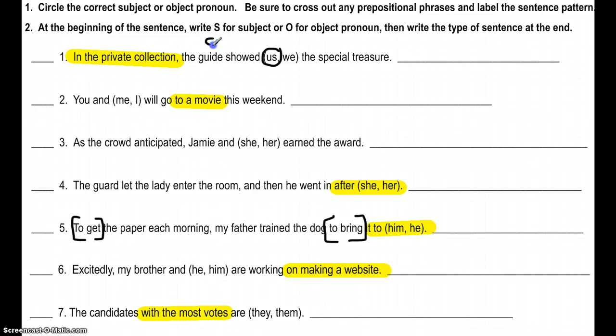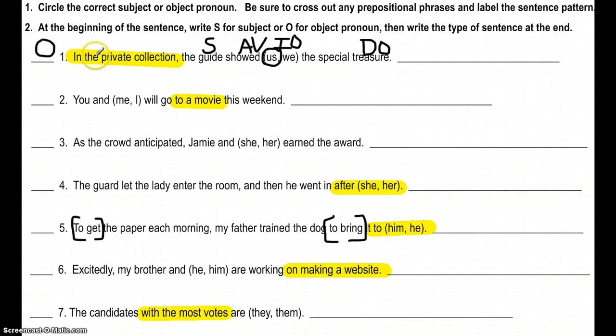So I'd find my subject, "guide." "Showed" is the action verb. I ask myself, showed what? Showed a treasure. Showed the treasure to whom? Showed the treasure to us. So "us" is an object pronoun, and it's doing the job of direct object.